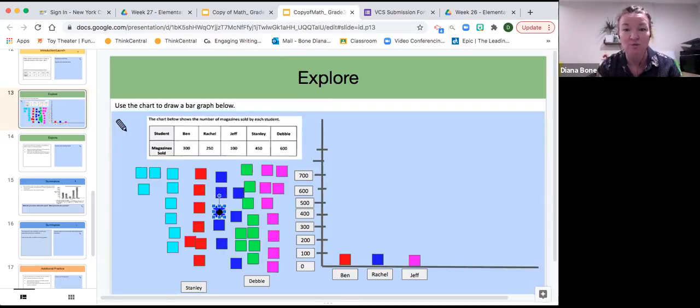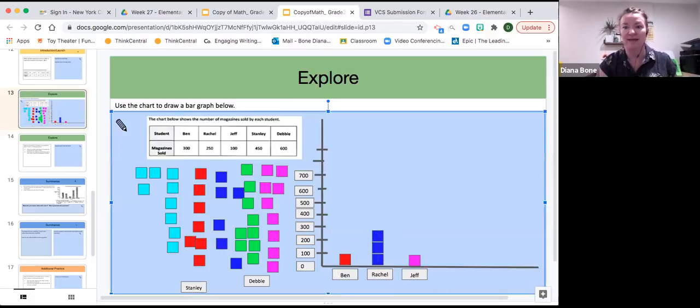So let me show you what you don't want to do when you've got those numbers that are right in the middle. Let's go get Rachel's bars or her squares and start building. So we've got 2 squares here, which gets her graph around 200. But watch this. If I go get another square and I put it right on top of that square, it kind of looks like she sold 300 magazines. She did not sell 300 magazines. She only sold 250.